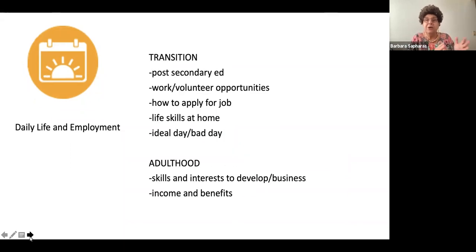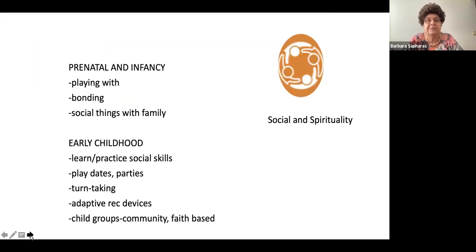So we provide kids opportunities. But if you're working with school age, you also need to start looking at transition. So what opportunities are we giving them to work or volunteer? And then as an adult, do they have a passion that they can develop into a business? And do we talk about income and benefits?